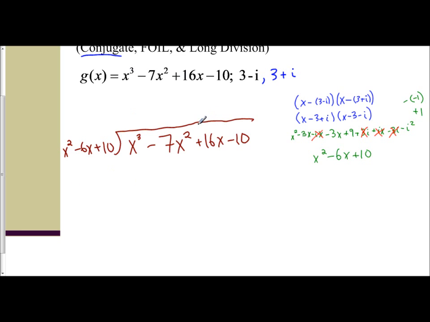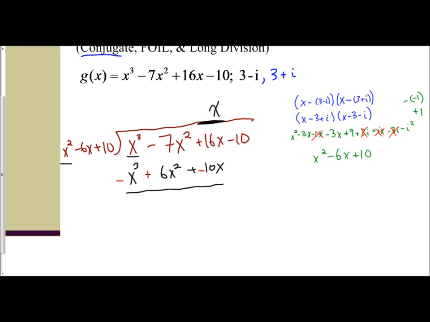3 terms, so go over to the third term. This is where we're going to mark our first value. Look at x squared and x cubed. What do you multiply x squared by to get x cubed? And that's x. Distribute it down to all of the terms, and you're going to get x cubed minus 6x squared plus 10x. We are subtracting, so we need to change all of our signs. This positive becomes a negative. The negative becomes positive. The positive becomes a negative.